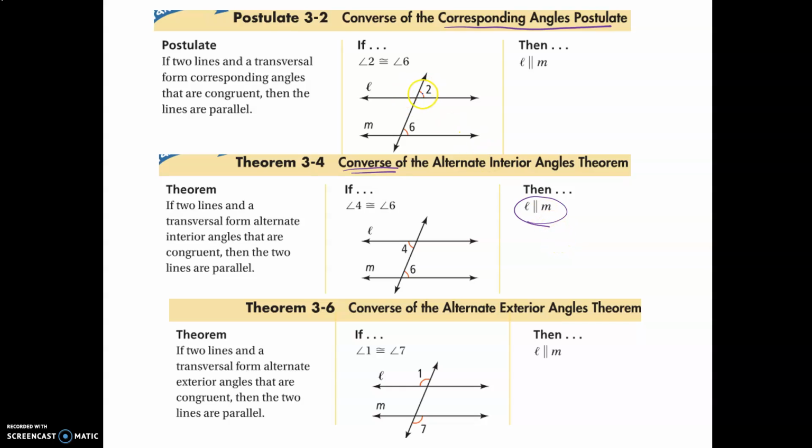So here, because corresponding angles are congruent, the lines are parallel. Here, because alternate interior angles are congruent, the lines are parallel. Here, because alternate exterior angles are congruent, the lines are parallel. So using what we learned. There's one that I didn't show, so we did corresponding, alternate interior, and alternate exterior.